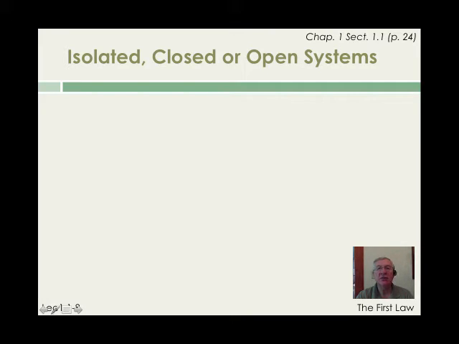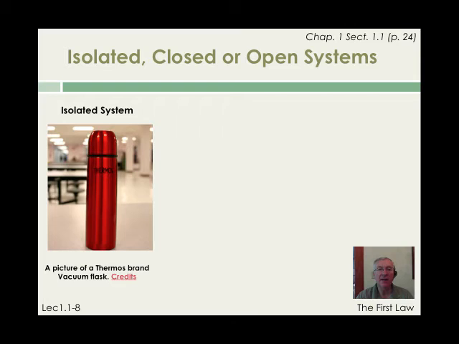At this stage, we define three different types of systems on the basis of whether or not they can exchange mass and/or energy with the surroundings. And by energy, I mean thermal energy, or heat, and mechanical energy, or work. We say that a system is isolated if it cannot exchange energy or matter with the surroundings.